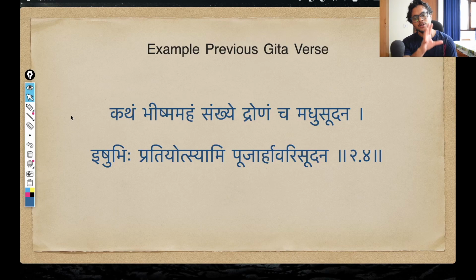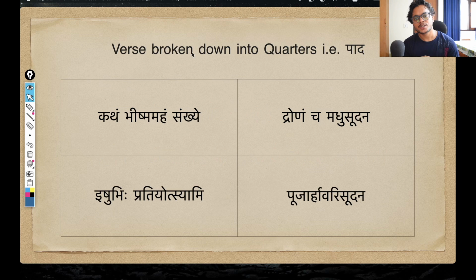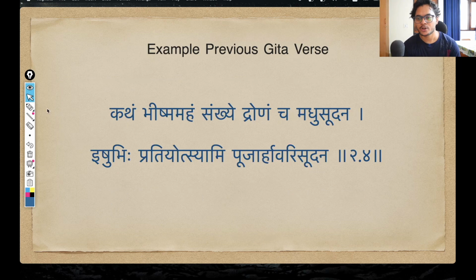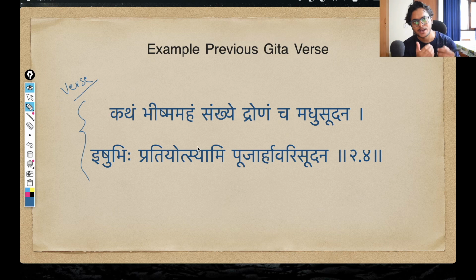Okay, so suppose you have any Sanskrit verse in front of you, just like this. What should be the first step? The first step is to break the verse down into quarters, or pada. What you see here is called a verse. Both the lines, or it may be divided into 4 lines also, that depends on how it is written and presented. But this entire Sanskrit thing, the shloka that we usually call, is a verse.